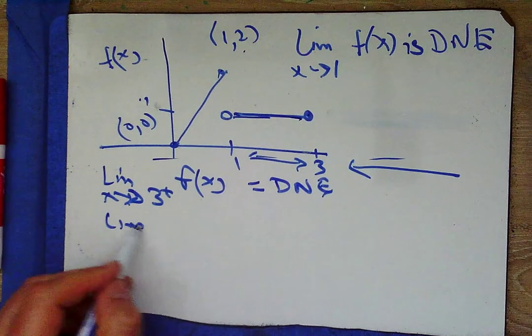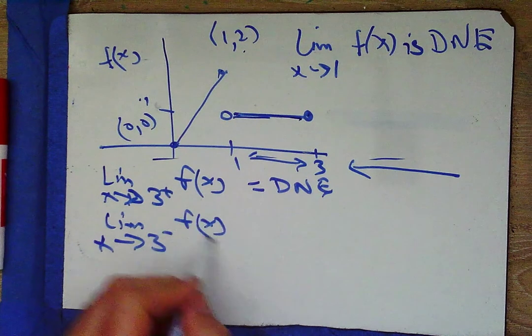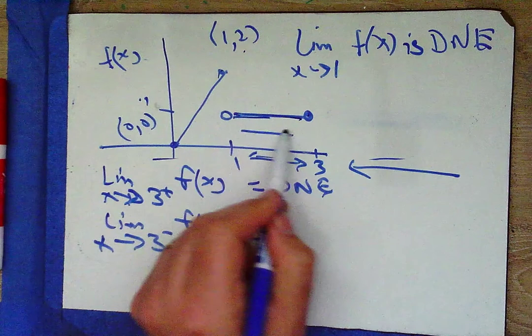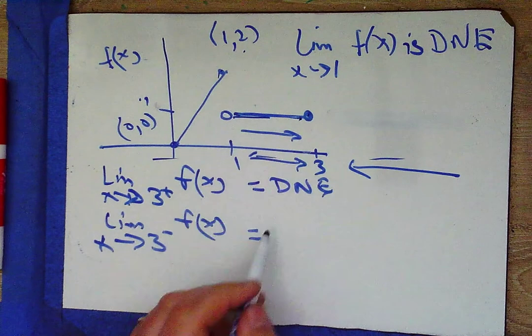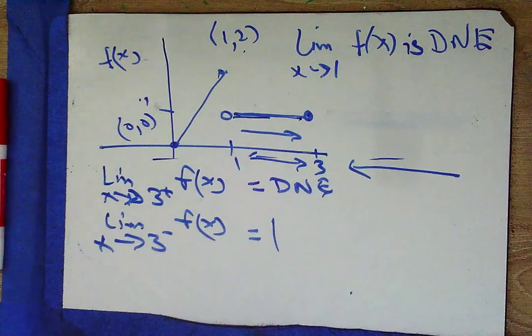But if I was talking about the limit as x heads to 3 from the negative side of this function, as I come in this way, what y value do I have? I have a y value of 1.